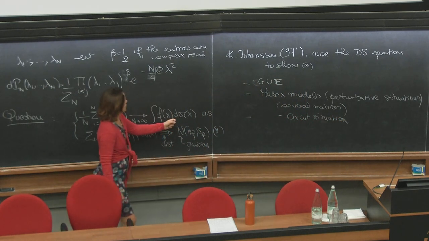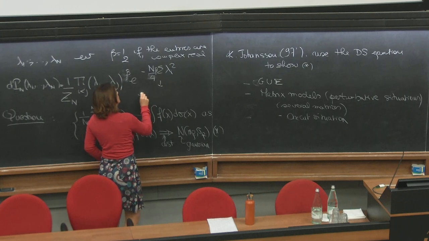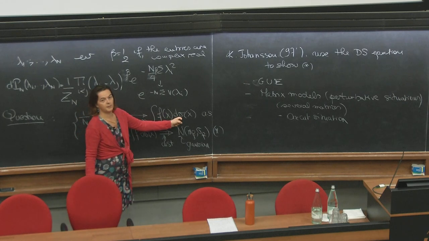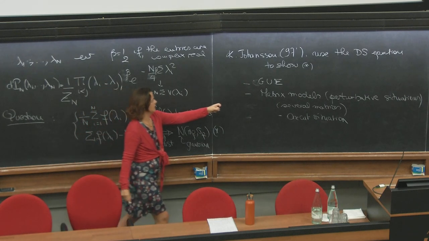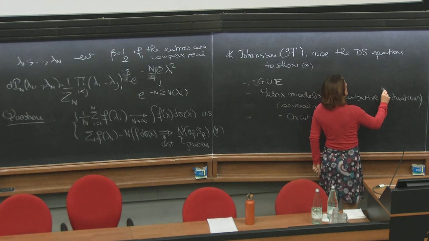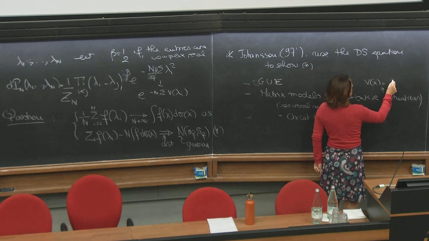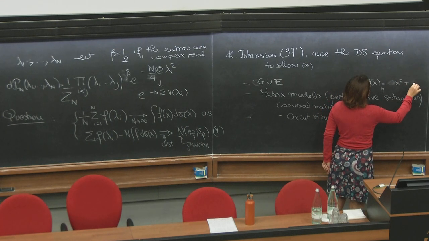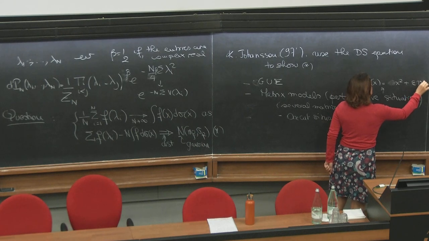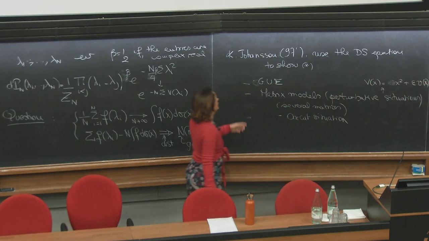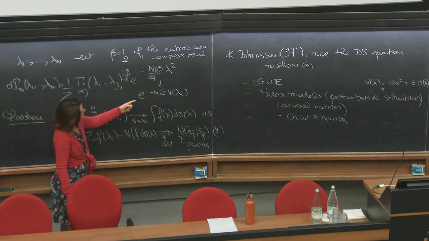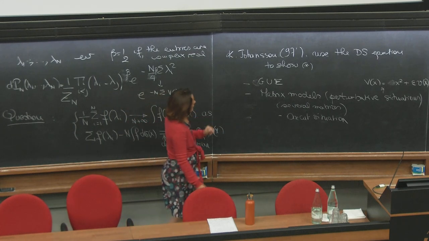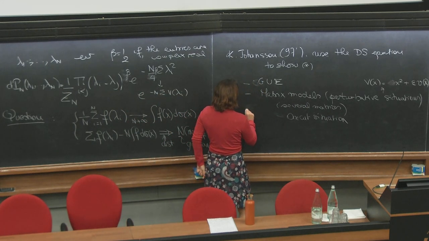Well, the limiting measure here, you have to think this is replaced eventually by V. So sigma will depend on V. This means that V of X is something like epsilon X squared plus some X squared plus some perturbation. So you are not far from the case of the GUE. So in this case you have the one cut, a perturbative situation, and then you have the non-perturbative situation.